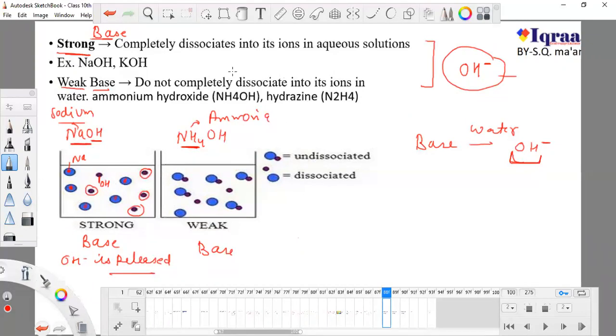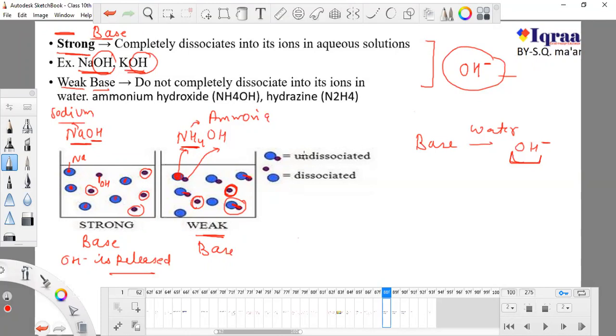Okay, so these are NaOH or KOH, they can release their OH. Okay, so they are strong. But in a weak solution, consider that this is ammonium hydroxide, so this blue part is ammonium and this black part is OH. Sometimes they release their OH, but sometimes they don't release their OH, and this OH is in association with this ammonium part.